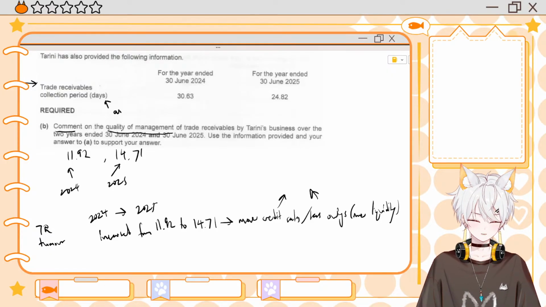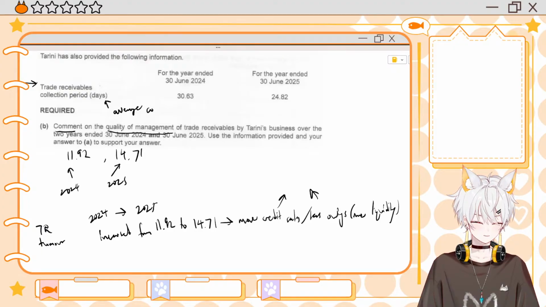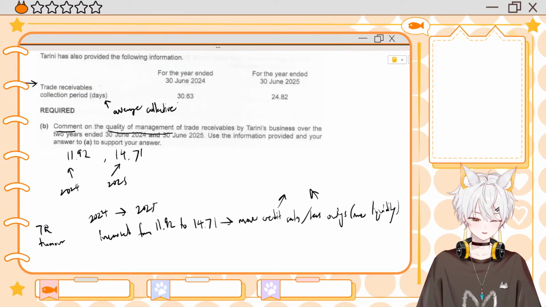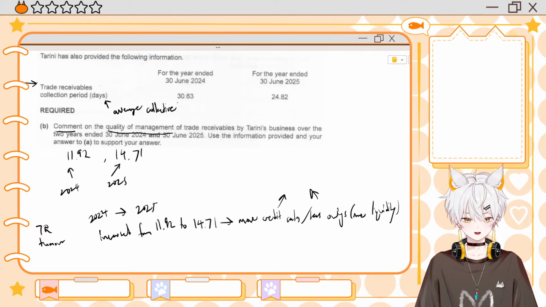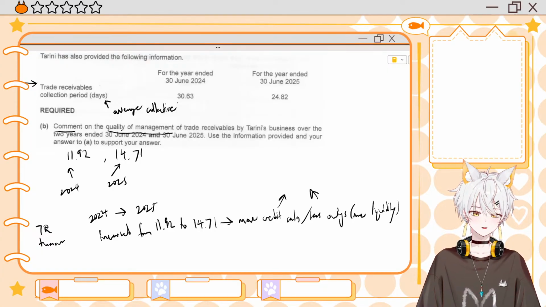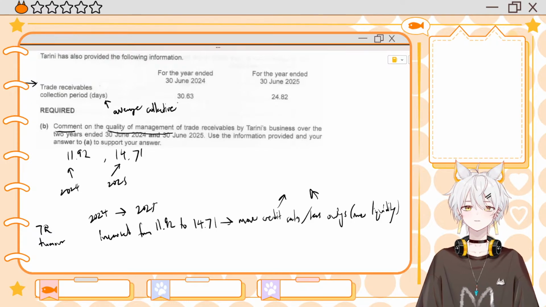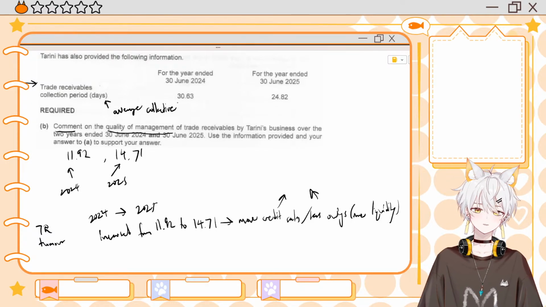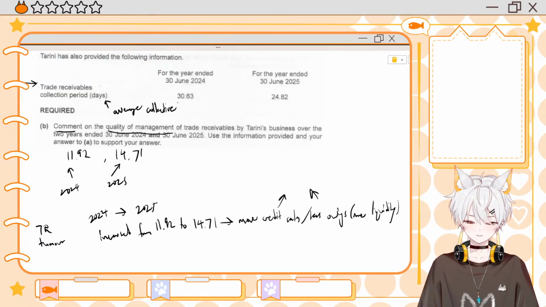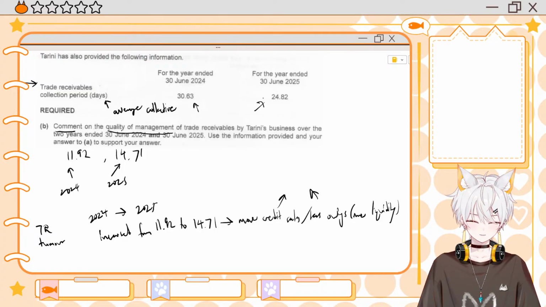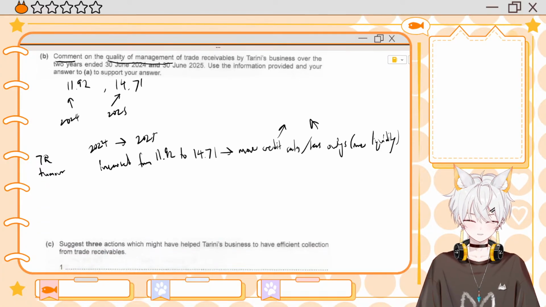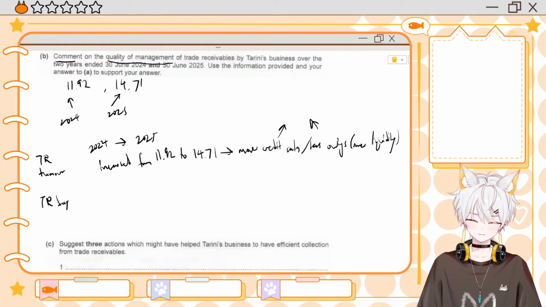This means on average, how long does it take for your customers to pay you, right? How long do the people who owe you money take to actually give you your money back, right? So this is average, right? Of course, there will be people who don't pay you at all. But as you can see, there was a decrease. So what does this mean? People are paying you more frequently, within a shorter period of time. So this is trade receivable days.